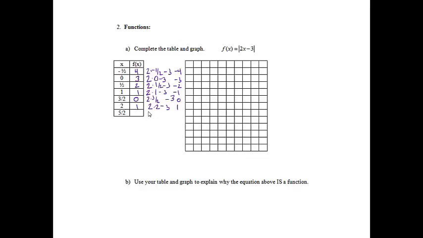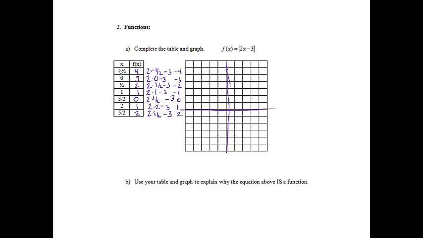And then 5 halves, so 2 times 5 halves minus 3. 2 times 5 halves is 5, minus 3 is 2, and then that just stays a 2. All right, so then it says to graph it, so I'm going to put a plus sign in the middle of my graph. Hopefully yours is better than that. This is hard to draw with this.